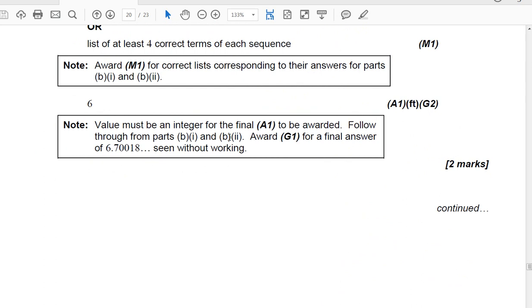Follow through from parts B1 and B2. Award G1 for a final answer of 6.70018 seen without working. I'm not sure what that even means, because look, if you get the 6, you get all 3 of your points here. Oh, you would only get, instead of 2 points, 1 point if you had 6.7008. I'm not sure where that number would have come from, but we didn't get that, so we're okay.